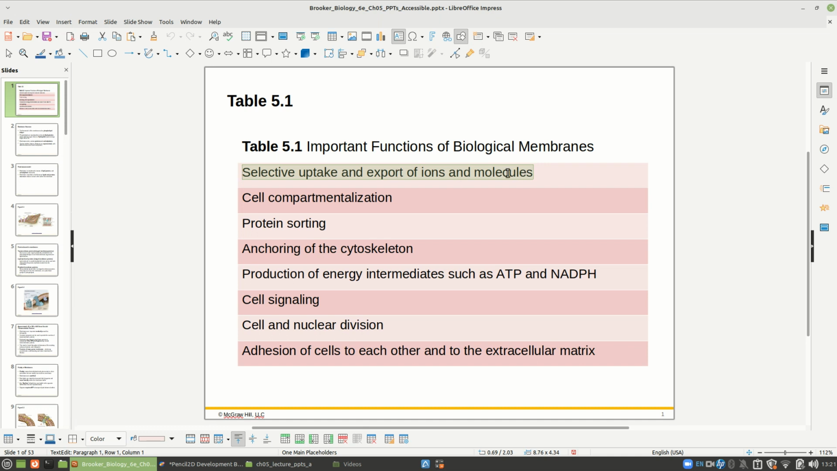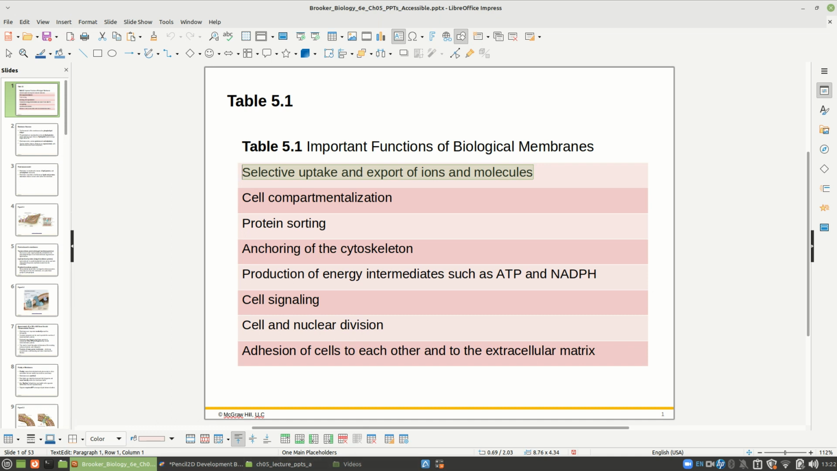These are tiny. These are small. So selective uptake and export. And all that's saying is getting in and out of the cell. So they're just using big words to kind of say something very simple. One of the functions of biological membranes is to get the stuff you want in and out of the cell. It can be tiny things like ions or larger things like molecules. And that's all this sentence says.